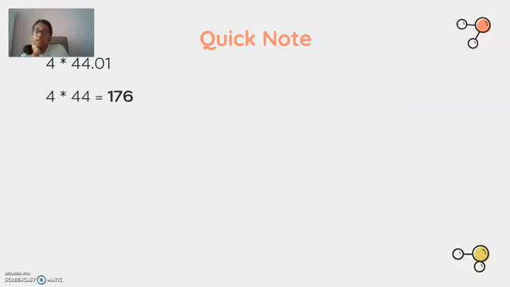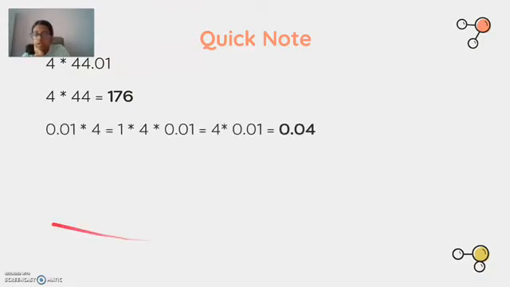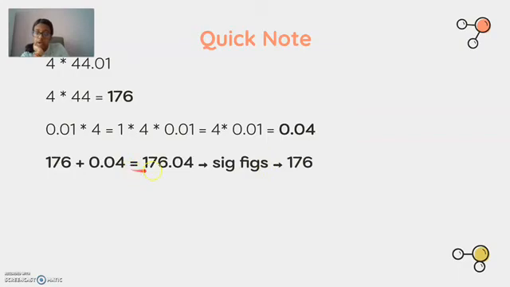So first I did 4 times 44, so 176. And then I took the 0.01 from here and multiplied it by 4, and I separated that into 1 times 4 times 0.01. Multiplied these two, so I got 4 times 0.01, and this is 0.04. And then I'm just going to add both of them and get this. Because of sig figs, it equals 176.